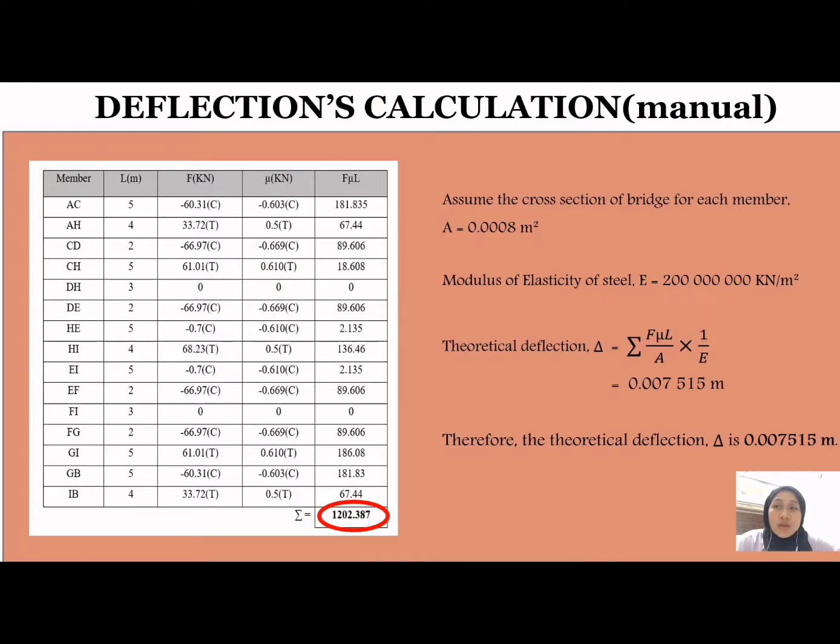Next, we go to the calculation of deflection by manual. Our group constructed this table to make it easier to find F, mu, L, where L refers to the length, F refers to the internal force, and mu refers to the new internal forces. We use the total of F, mu, L and put it in the formula. The formula you can see here in this slide. For A, which is area, we assume 0.008 m squared, and elasticity as shown in this slide. We put all the data in the formula and we got the deflection of 0.007515 meter.